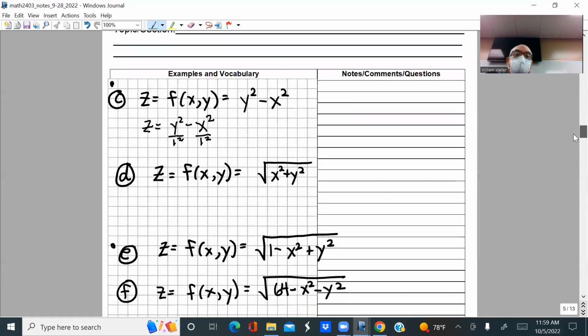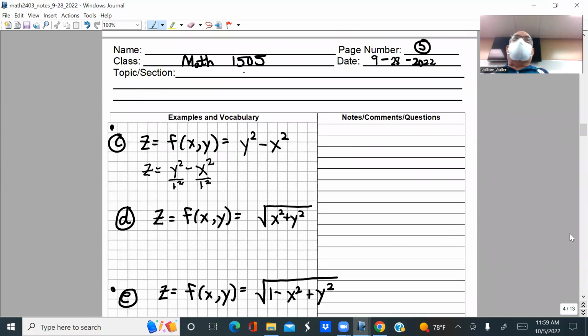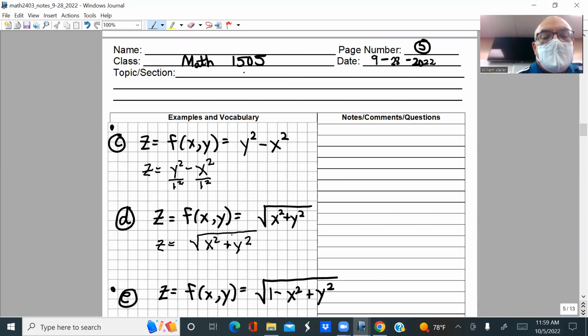Let's see what D is here now. Okay, we're going to have to do a little manipulation with this equation. We have z equals the square root of x squared plus y squared. That's really not a quadratic function, because of the square root. Technically, this is not a quadratic function, but when you graph it, you still will get a quadratic surface. Let me show you why.